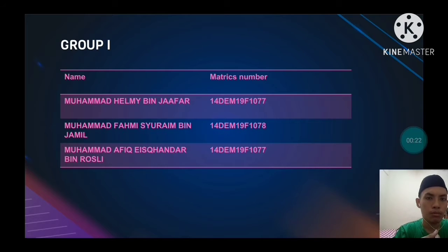I'm from Group I. My name is Muhammad Helmy, 14 Dem 19F 1007 77. In our group, we have Muhammad Fahmi, Syuraim bin Jamil and Muhammad Afiq Eisqhandar.